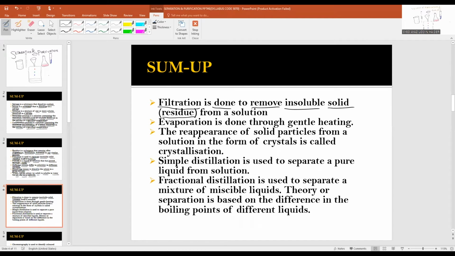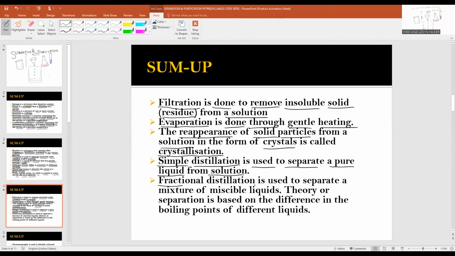Evaporation is done through gentle heating. The reappearance of solid particles from a solution in the form of crystals is called crystallization. Simple distillation is used to separate a pure liquid from solution.